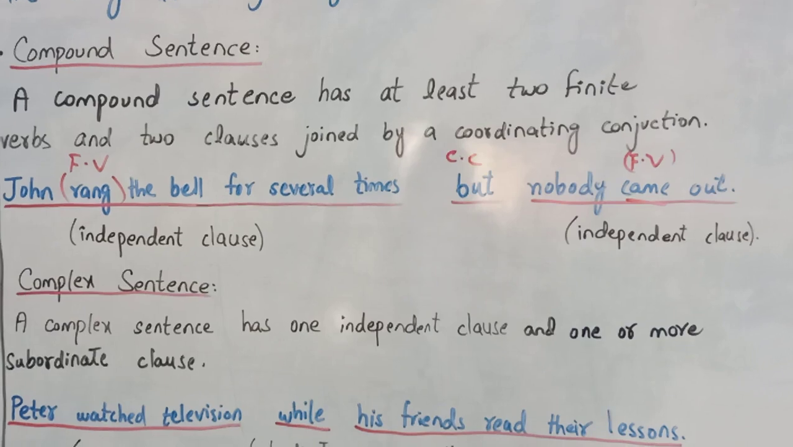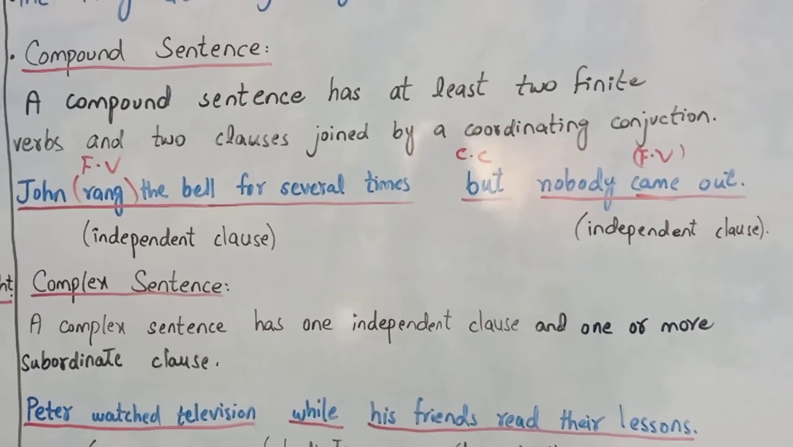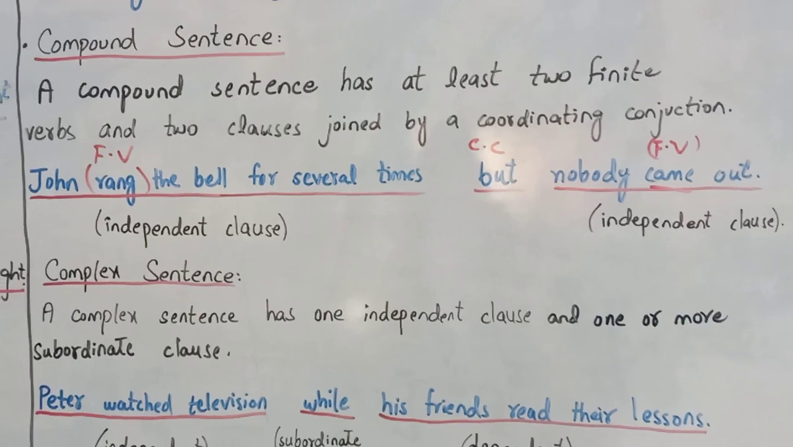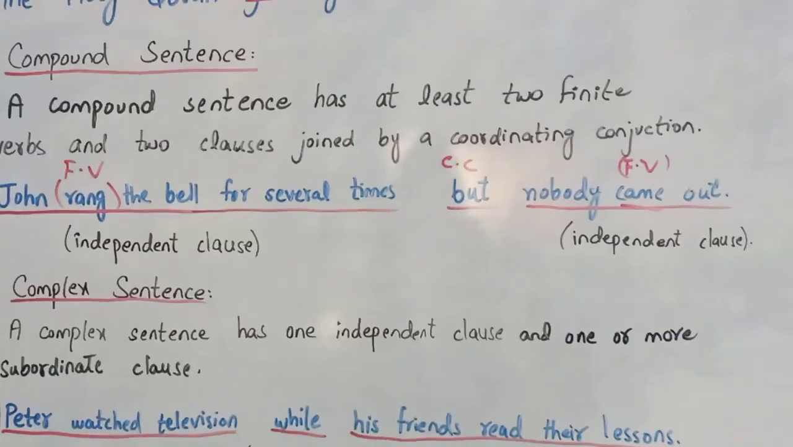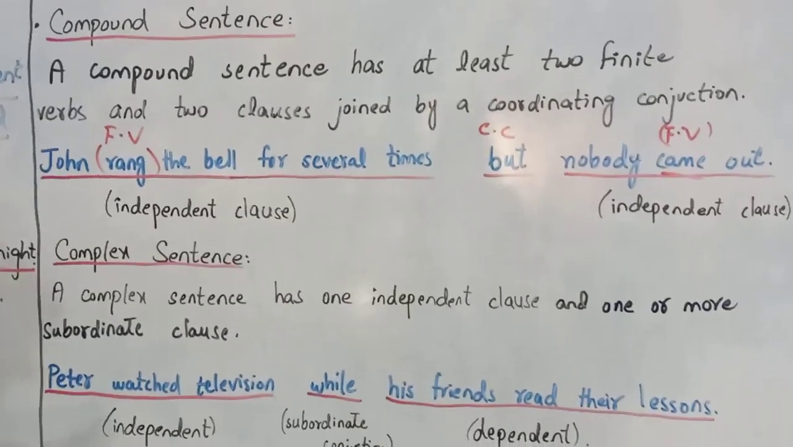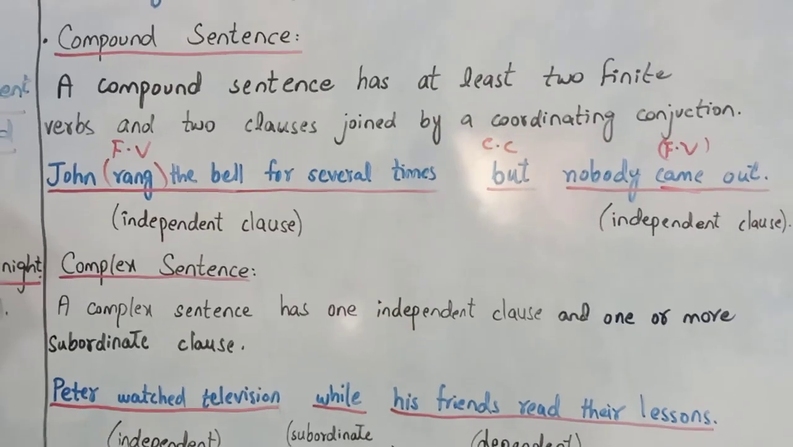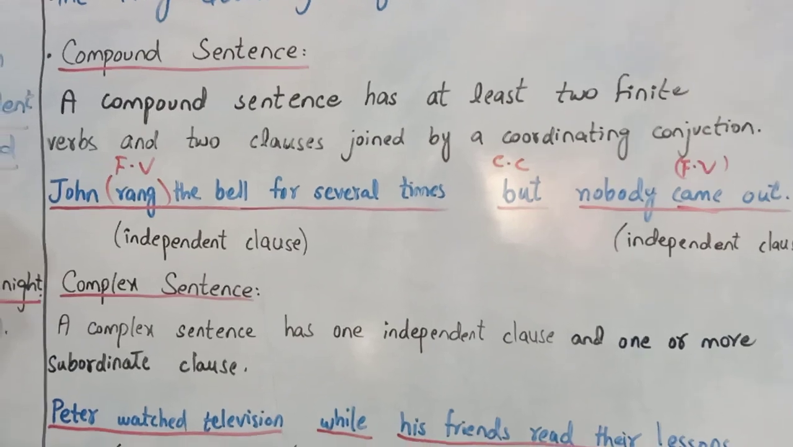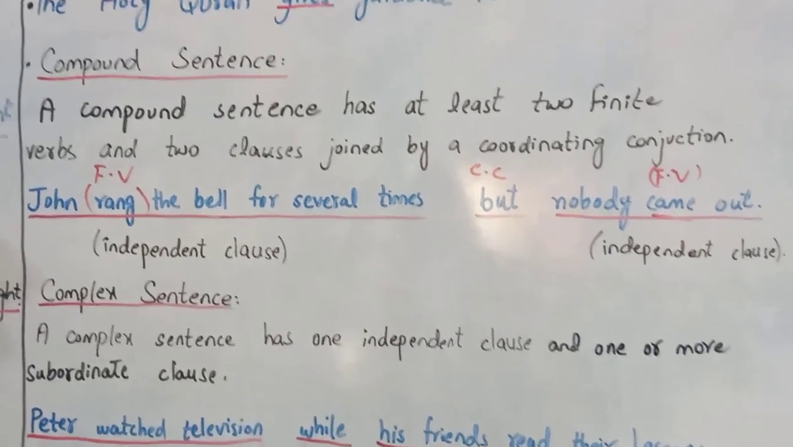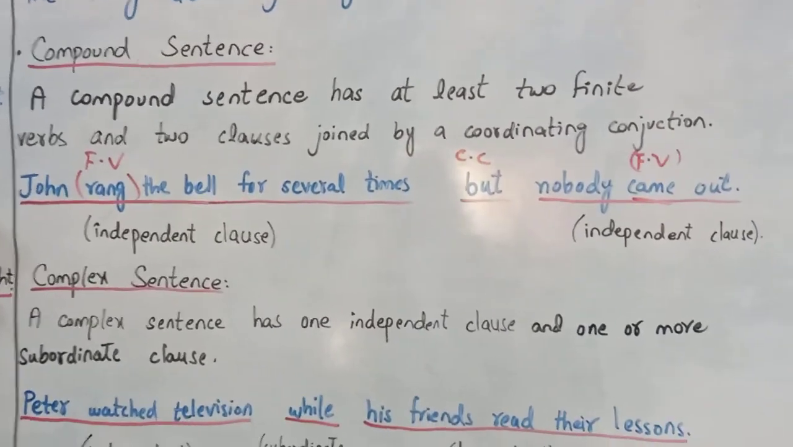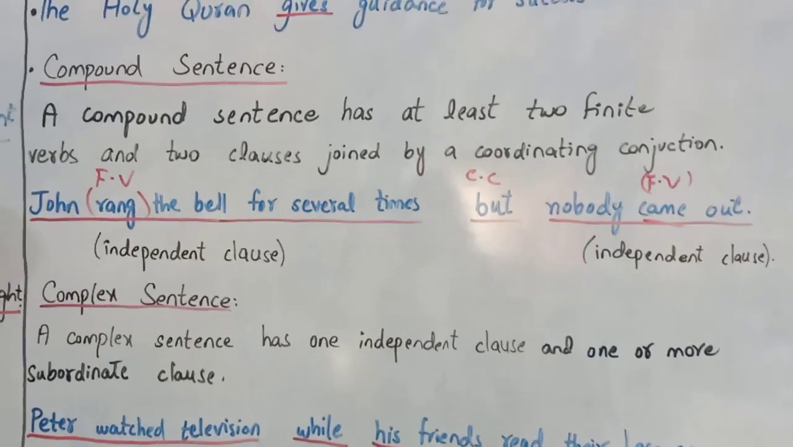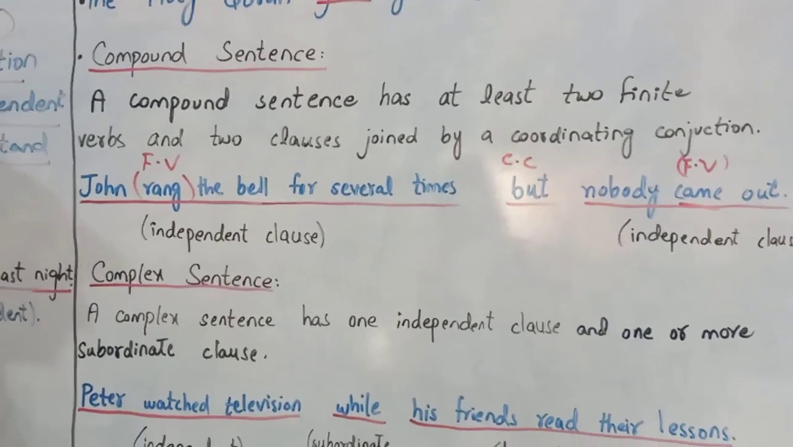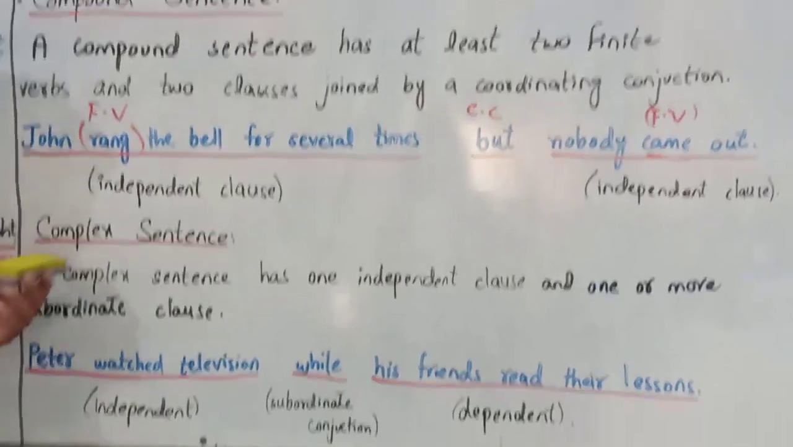Last year I told you about an easy way to remember coordinating conjunctions: FANBOYS. F stands for? For. A stands for? And. N, nor. B, but. O, or. Y, yet. S, so. That's it.